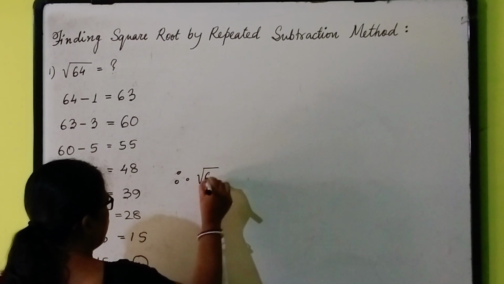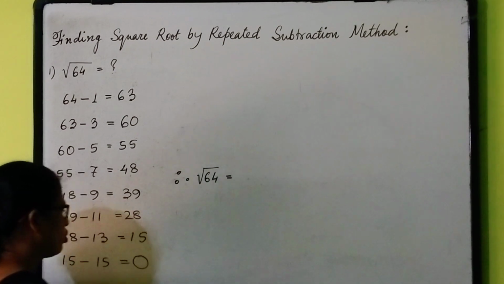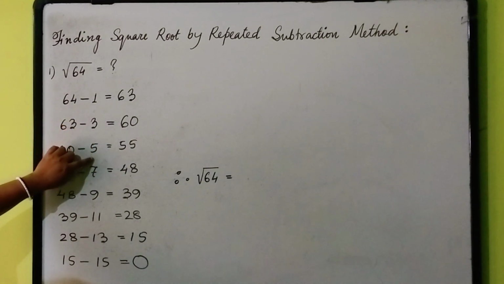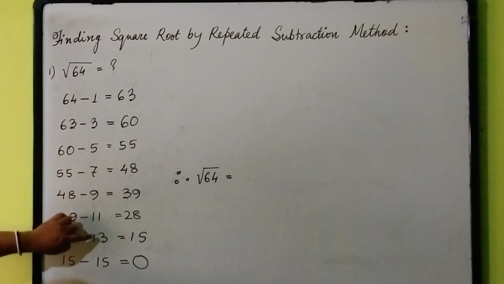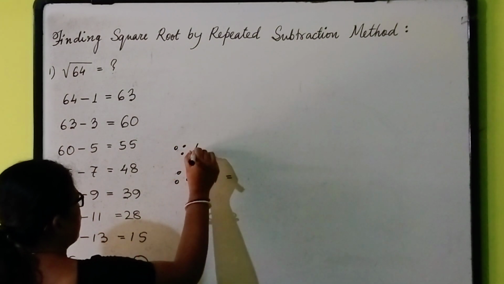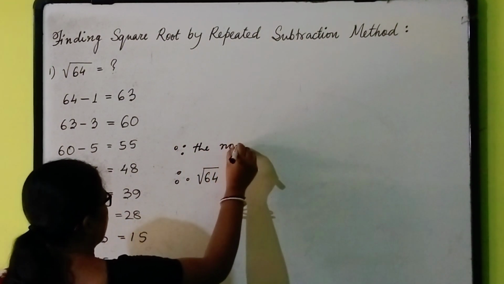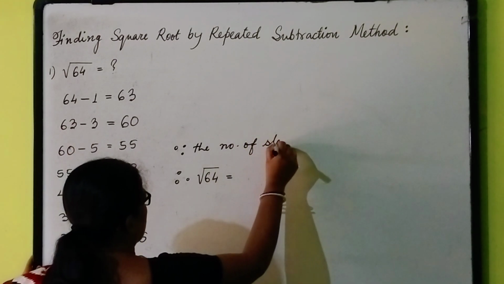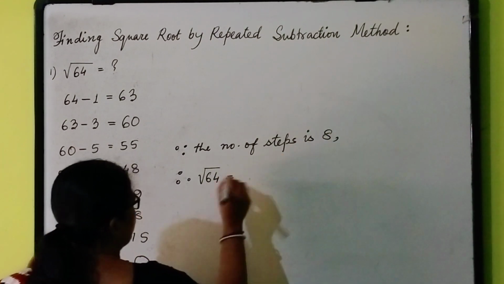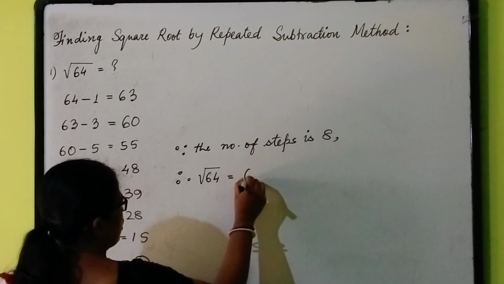square root of 64 is equal to, now see, in how many steps or how many odd numbers you have subtracted. See, 1, 2, 3, 4, 5, 6, 7, 8. Or you can write here, this is the number of steps. Since the number of steps is how many? 8. Therefore, square root of 64 is 8.